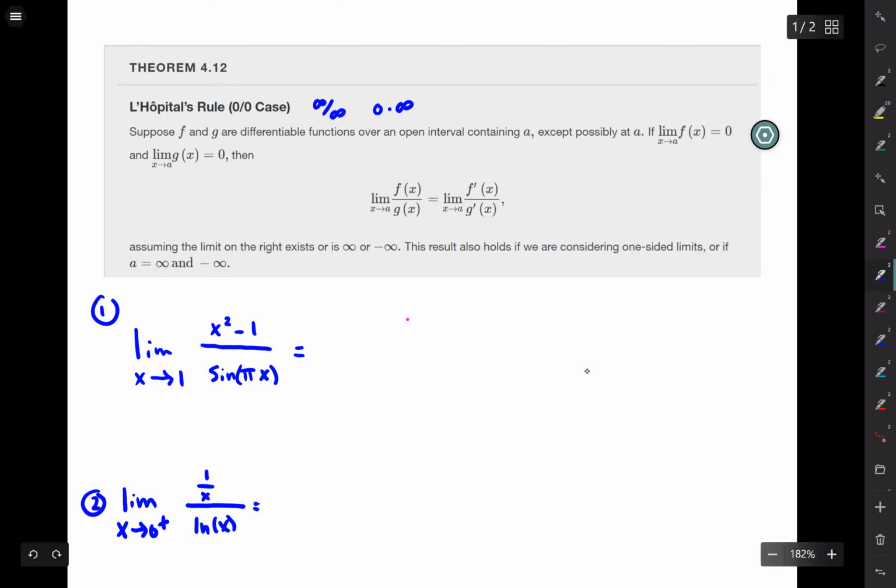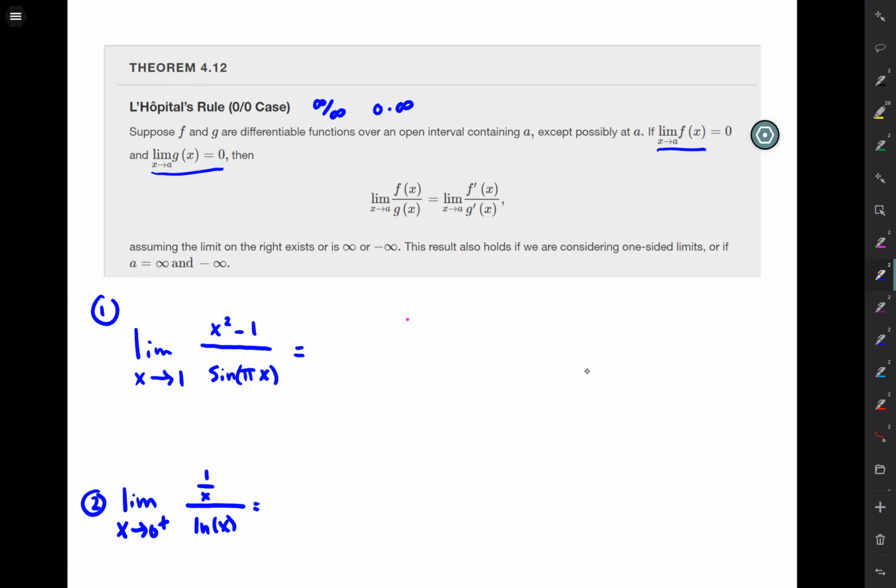It says that if f and g are differentiable functions on an open interval containing the point a, except possibly at the point a itself, and you know that the limit as x goes to a of f of x is 0, and the limit as x goes to a of g of x is 0, then the limit as x goes to a of f of x over g of x, so this quotient, is equal to the limit as x goes to a of f prime of x over g prime of x.